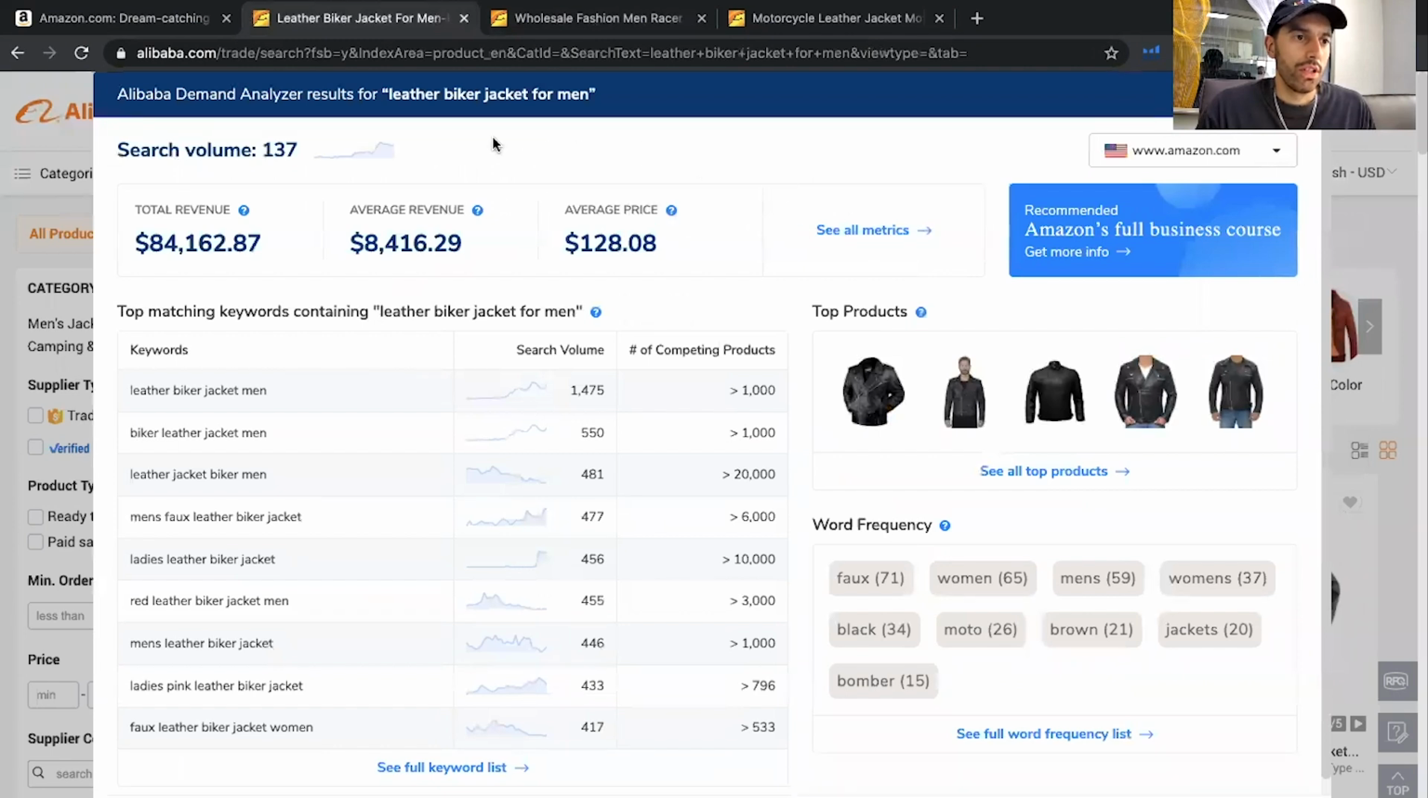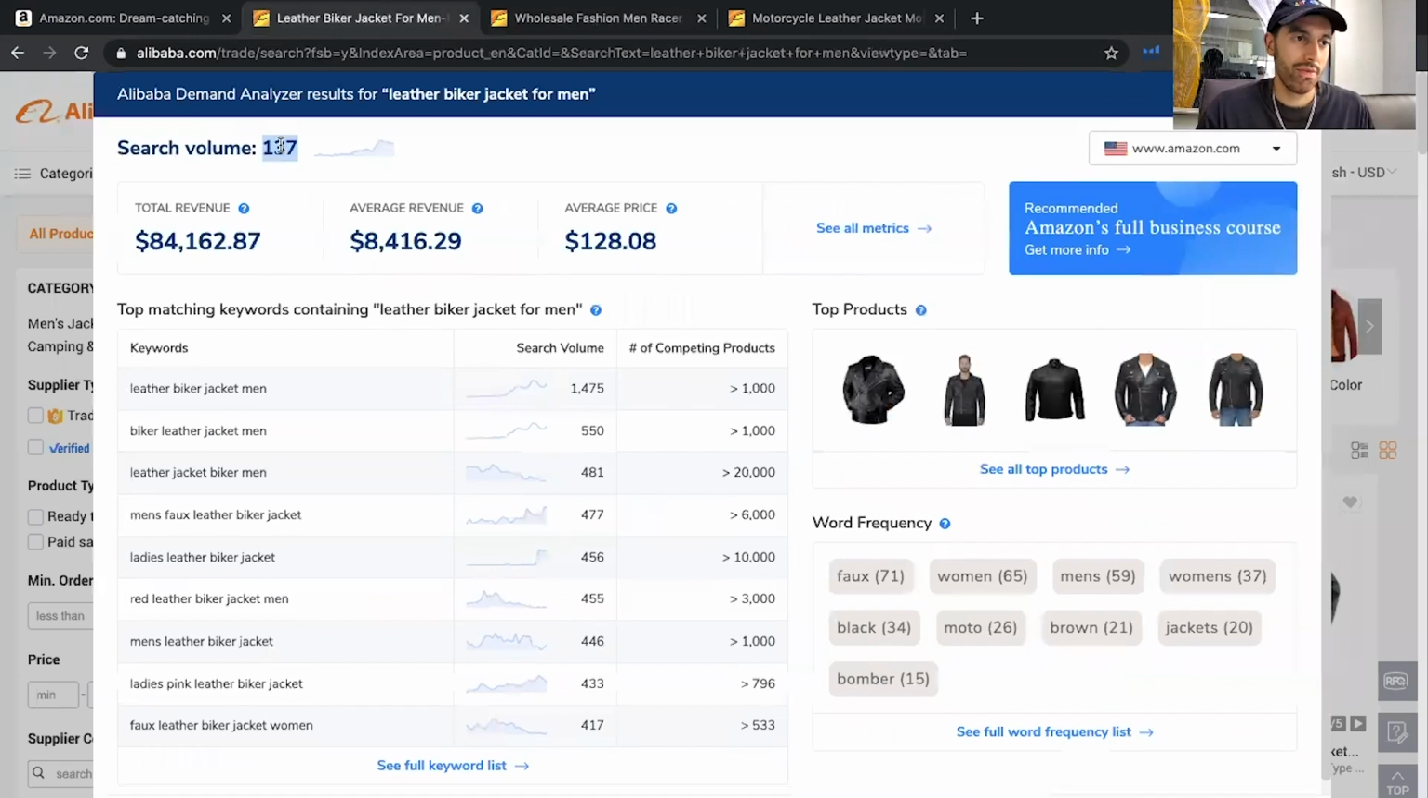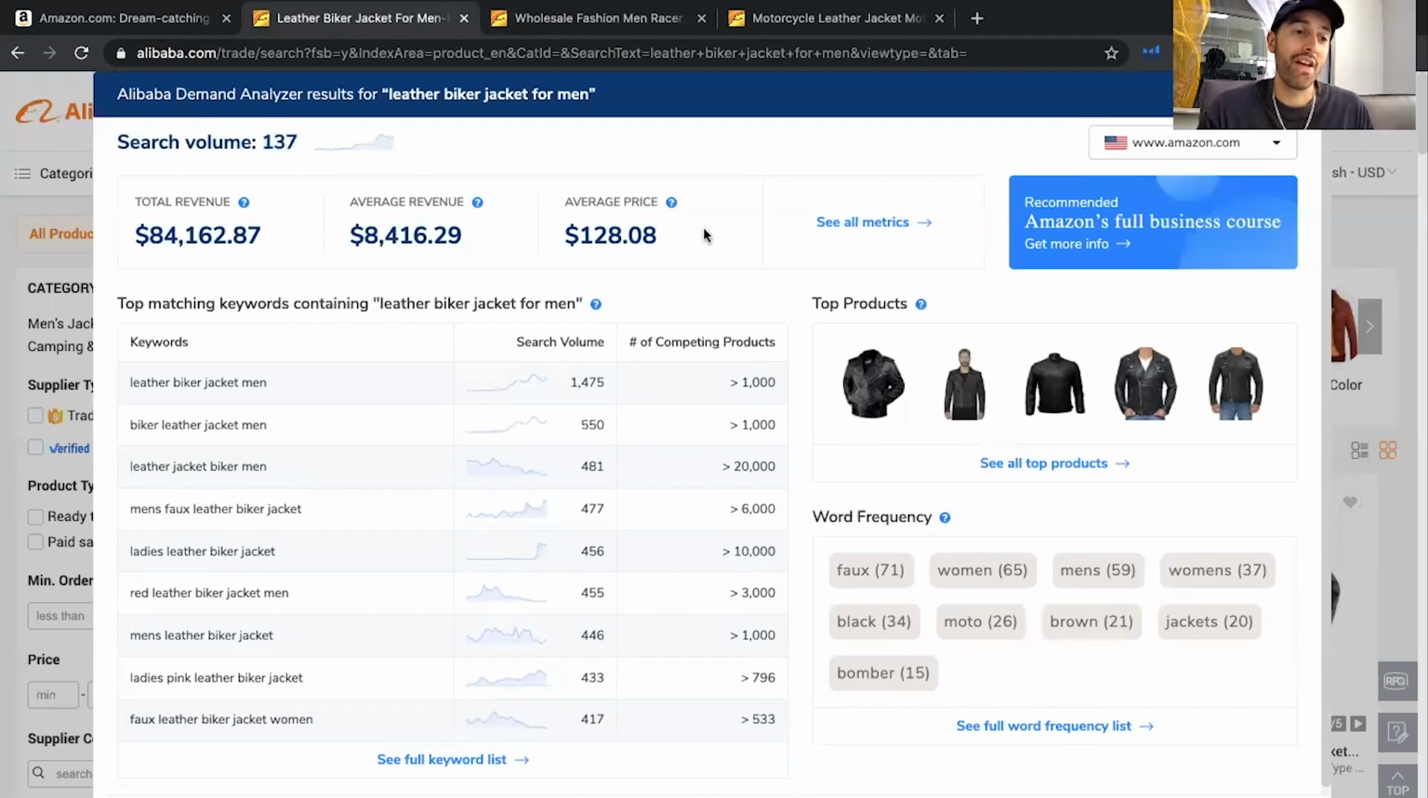So leather biker jacket for men, 137 searches per month. That is nothing for the USA. I thought it'd be a lot higher, but voila, this is why we use software tools. Look at this, right? Leather biker jacket men gets 1,475 searches. This one gets 137, leather biker jacket for men. I thought I would get way more searches, but obviously I'm wrong. So this is why we need to follow the data.